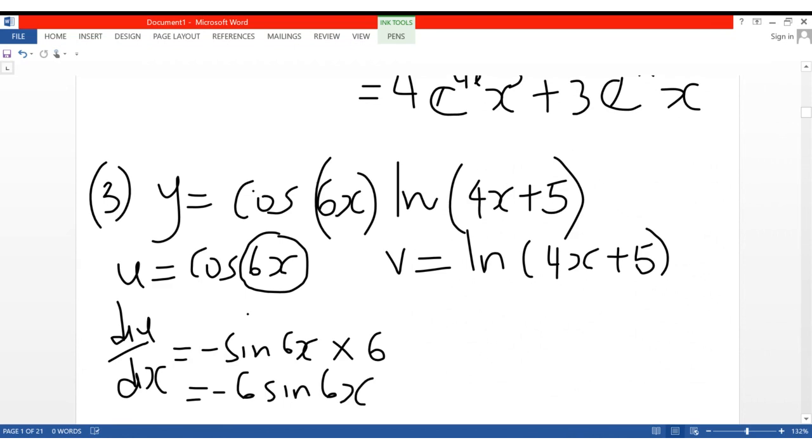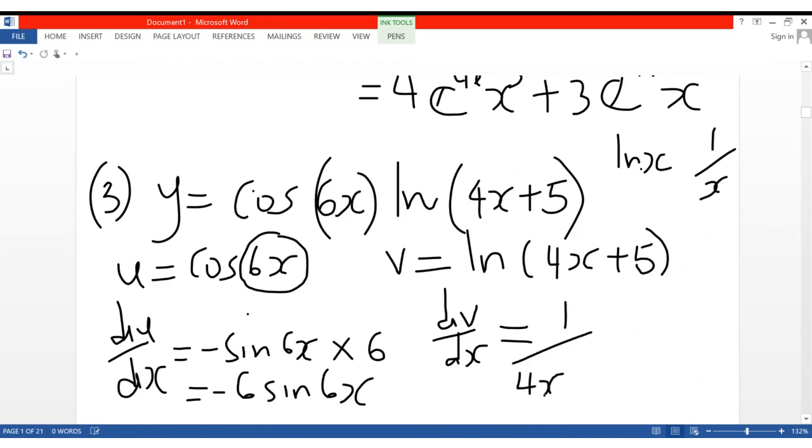Let's go now to the v, dv over dx. When you differentiate ln x, you'll get 1 over x. So when you differentiate ln of 4x plus 5, you'll get 1 over the whole of that, 4x plus 5. But you come inside the brackets now. When you differentiate 4x plus 5, you remain with 4. So here the answer will be 4 all over 4x plus 5.